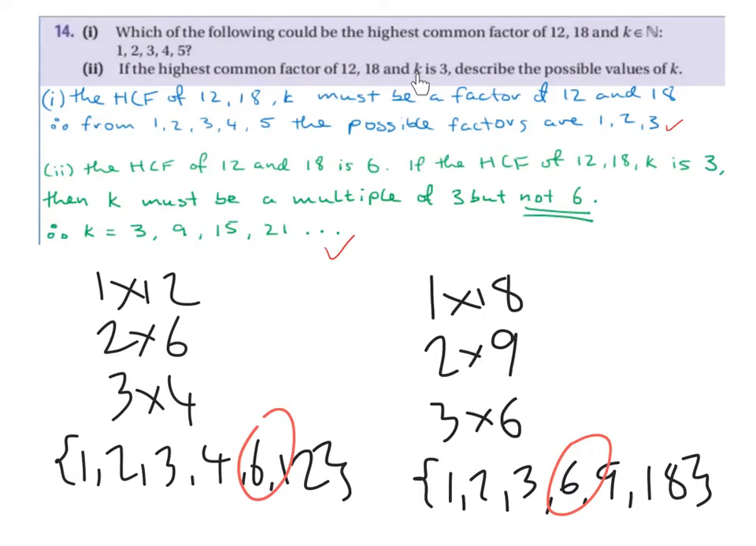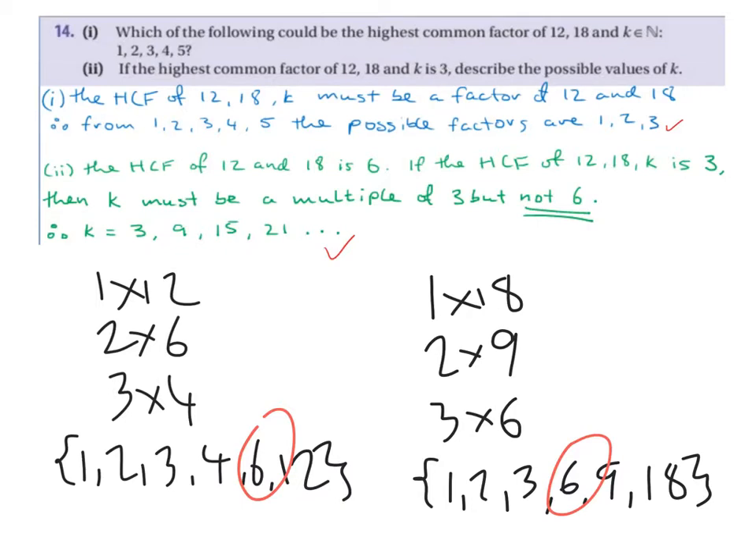You can test that yourself by writing out the factors. It could be 9. If we have 12, 18 and 9, 3 again would indeed be the HCF. It could be 15. So we could have 12, 18 and 15. If we list the factors of all of those numbers, again 3 would be the HCF. It could be 21. We could have 12, 18 and 21, and again 3 is the HCF.